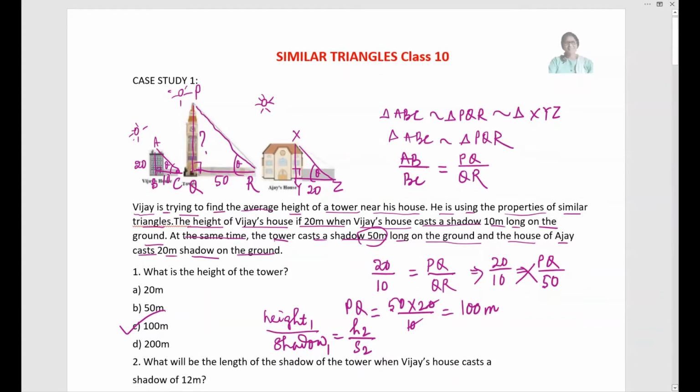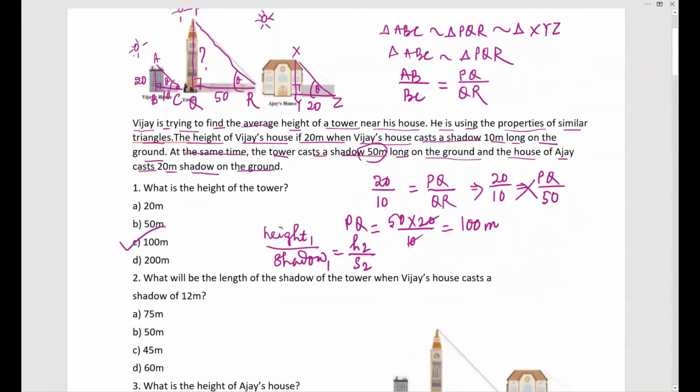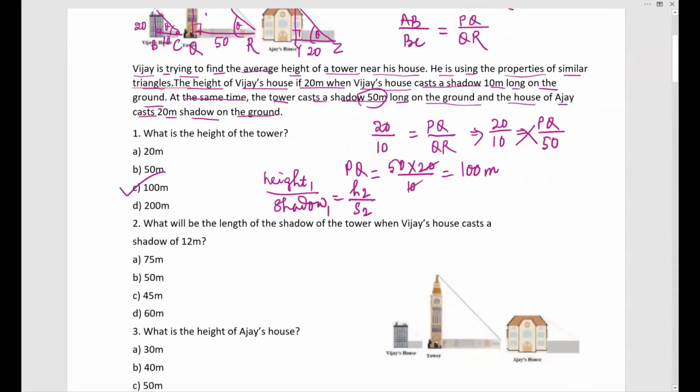Next, coming to question number 2. Question number 2 is, what will be the length of the shadow of the tower when Vijay's house casts a shadow of 12 meters? Now, what I have written for ABC, they have changed the shadow to 12, but the height is not changed, that is 20. It was 20 before, now it is also 20. The shadow is not 10, it is 12. That means the angle of the sun has changed. The sun has changed position, so the shadow is changing. And here, this is your tower. I am writing again PQR, and this is your XYZ.